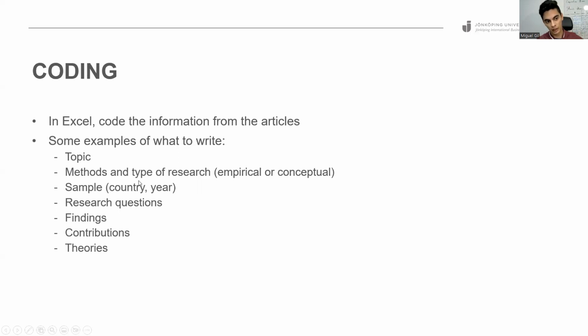The methods and type of research, like if it is a survey, if it is archival data, if it is a case study, which is a methodology or the method, we'll talk about that, of course, later. If it is empirical or conceptual. About the sample also, like where did they do the study? Is it from the US, from China, from Europe? Where is it from? When did they do it?